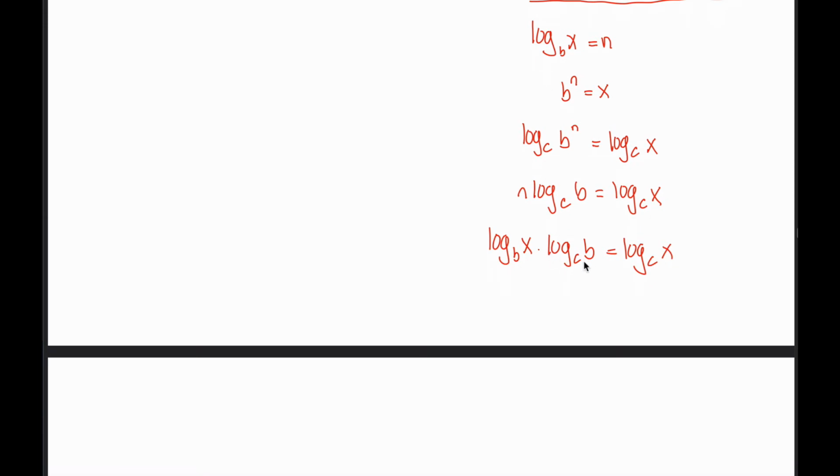And now if I divide both sides of the equation by log base c of b, what I'm left with is the log base b of x on the left side, and on the right side I'd have the quotient of the log base c of x and the log base c of b, which is exactly the change of base formula that I was going for. Again, not a proofs class, I just think that's kind of fun.